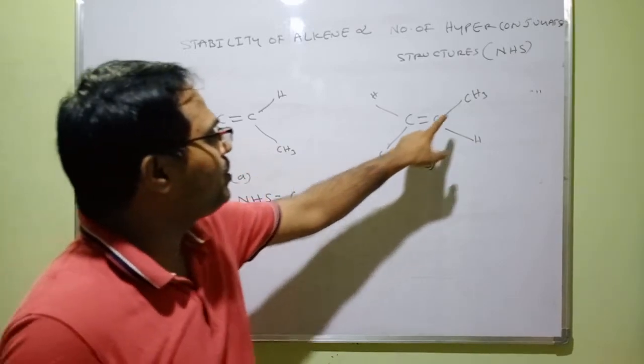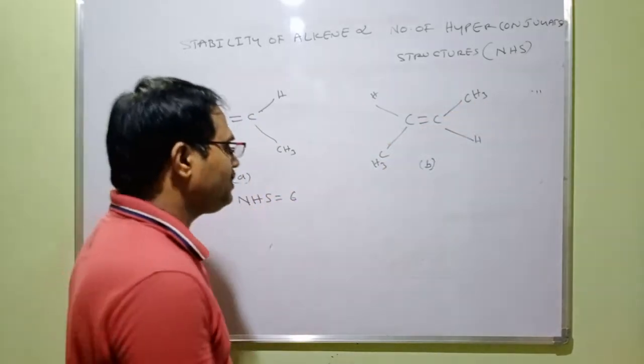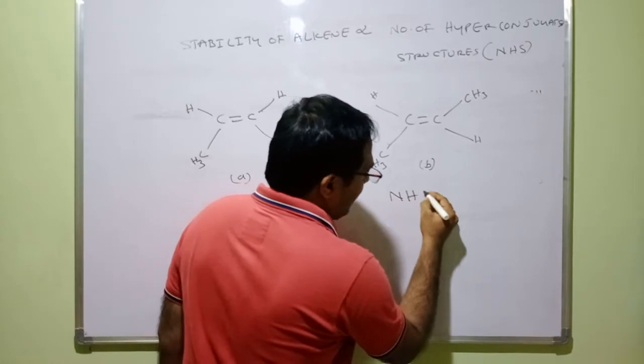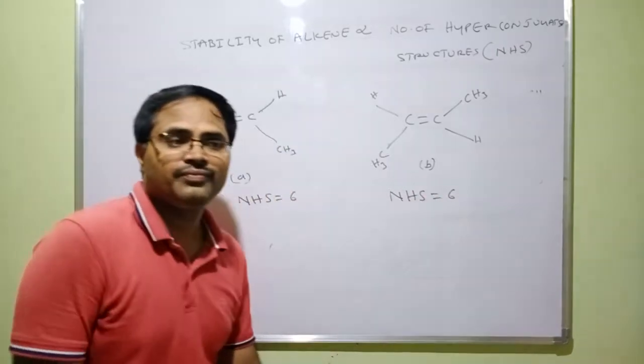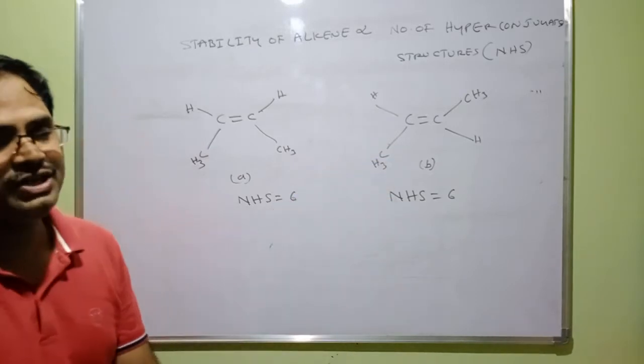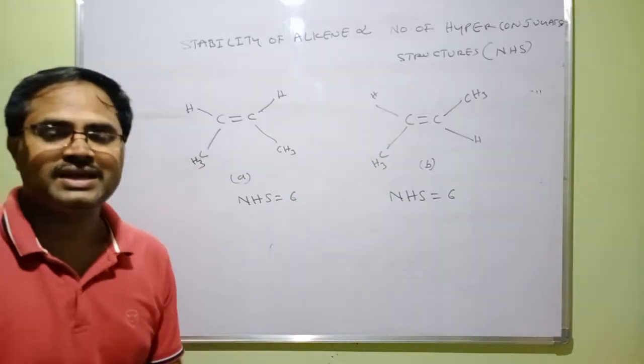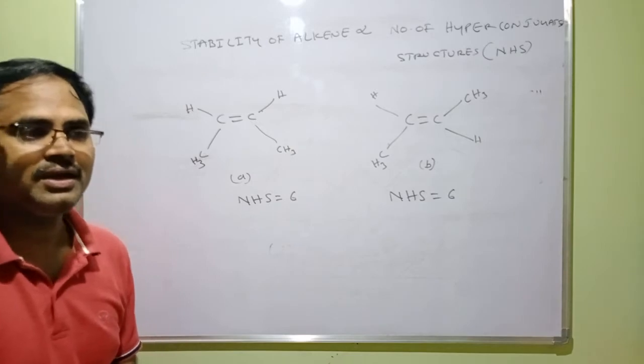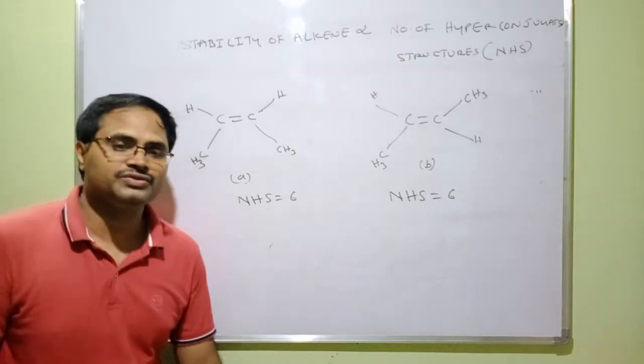Here also we have two CH3 groups. So here also you will get hyperconjugated structures, 6 only, because here you have 6 alpha CH bonds. Here also you have 6 alpha CH bonds. So the number of hyperconjugated structures is the same.